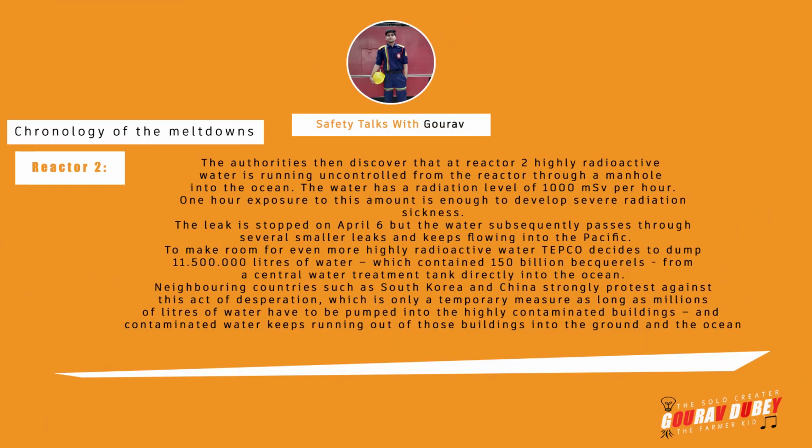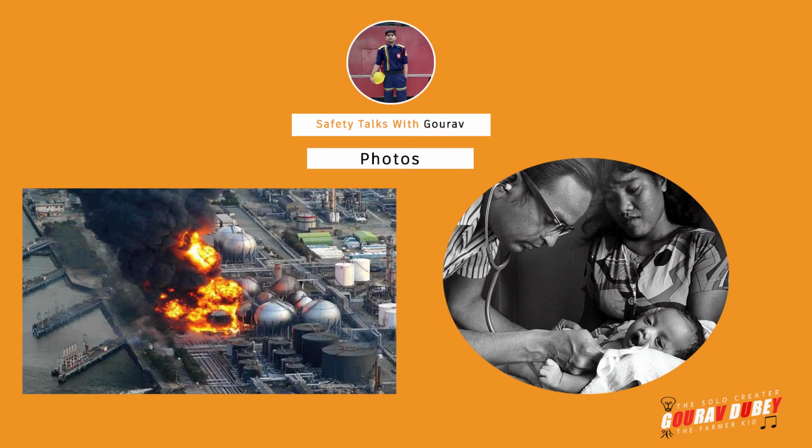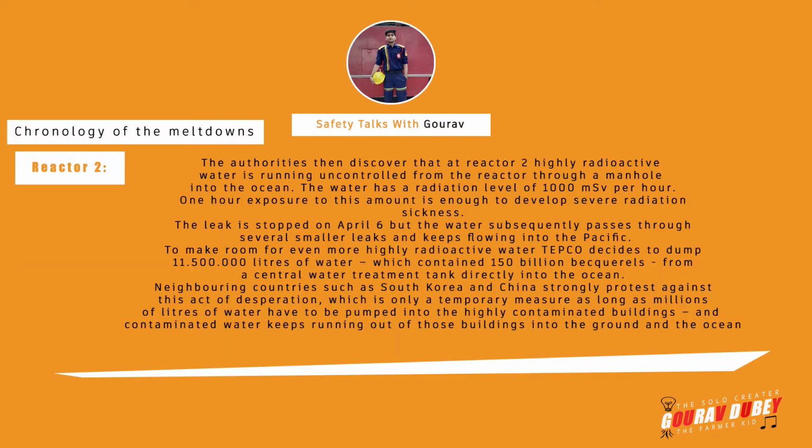Now again, moving on to the chronology of the meltdown in reactor 2. The authorities then discovered that at reactor 2, highly radioactive water was running uncontrolled from the reactor through a manhole into the ocean. The water has a radiation level of 1,000 mSv per hour. One hour of exposure to this amount is enough to develop severe radiation sickness. The leak is stopped on April 6, but the water subsequently passes through several smaller leaks and keeps flowing into the Pacific.